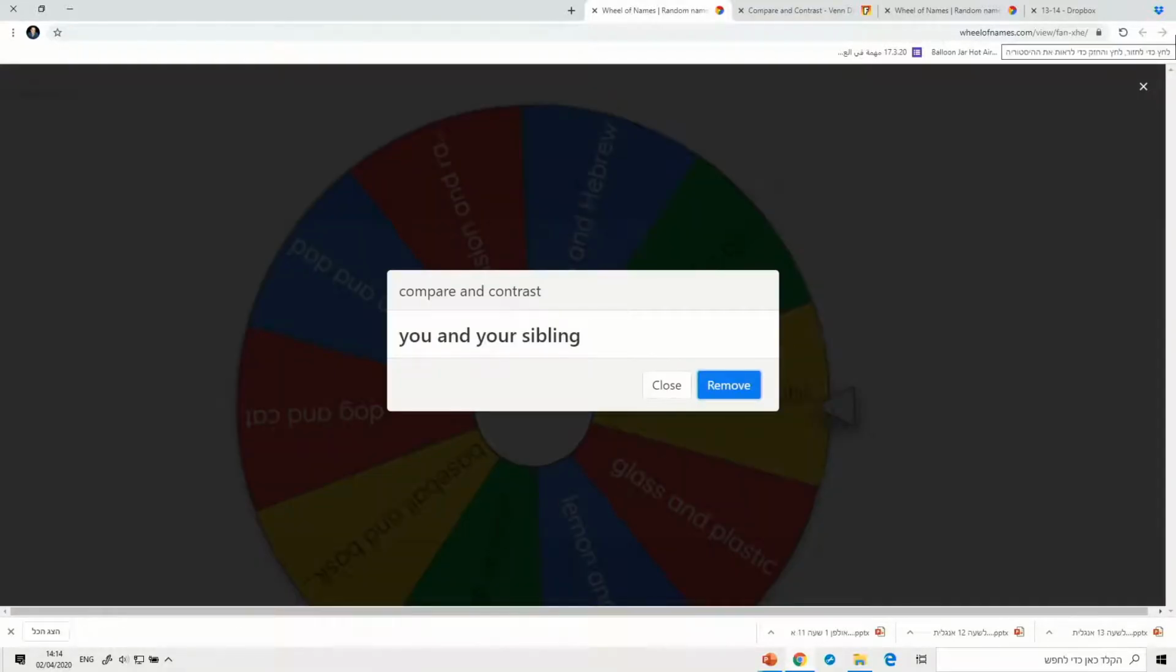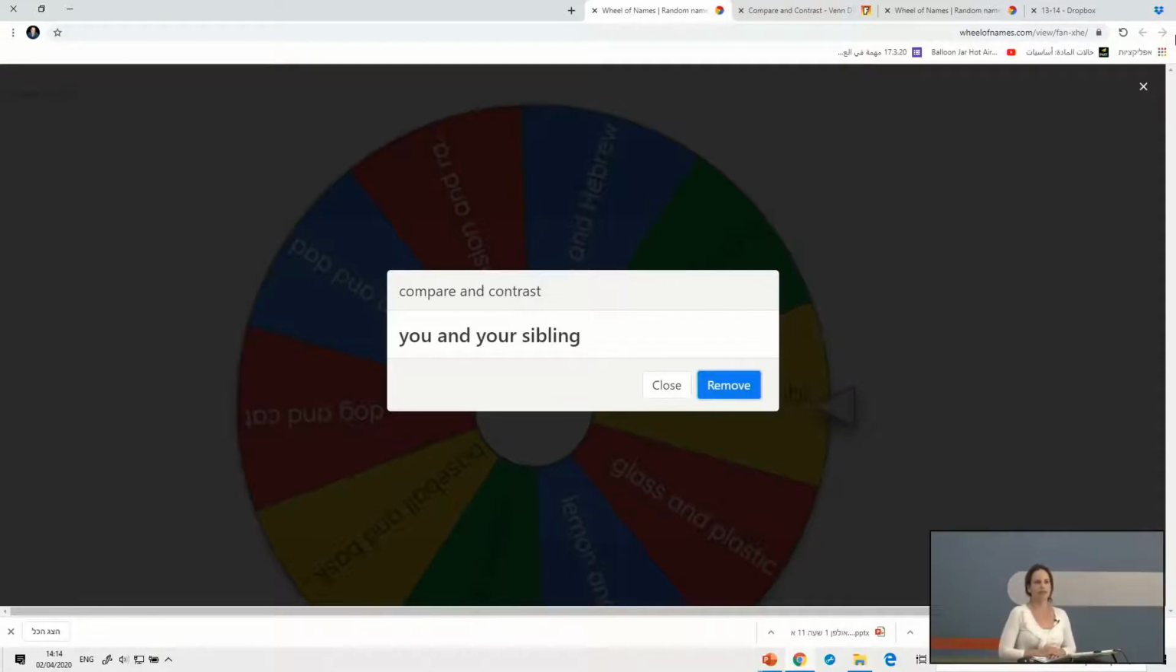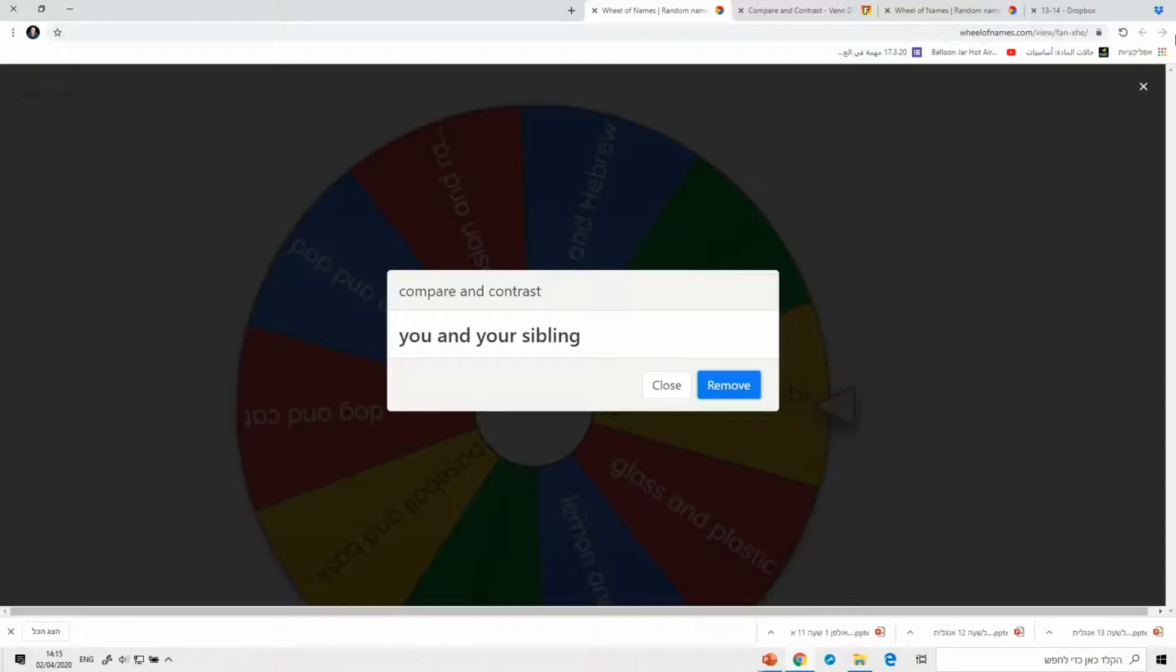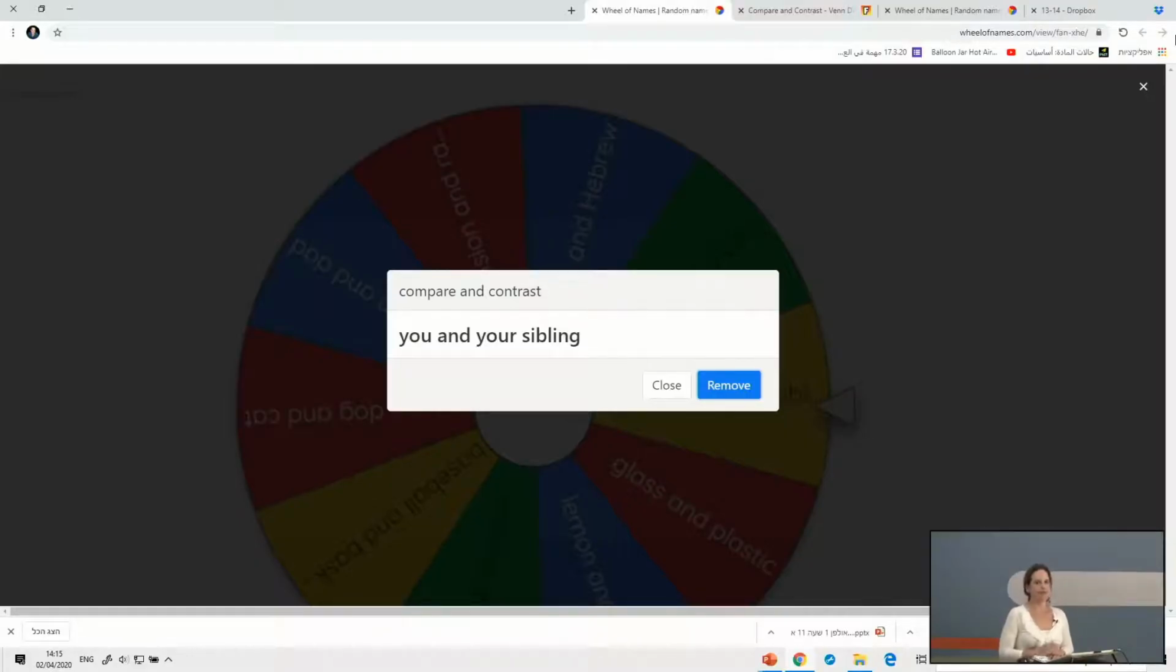Okay, compare and contrast you and your sibling. Now, I just wanted to remind you that the word sibling means your brother or your sister. So here they want us to compare and contrast me to my brother or to my sister. So, okay, well, I have a brother, and how are we similar? We're similar in that we both have the same parents, and we're different. I can contrast us by saying he is older and I am younger.